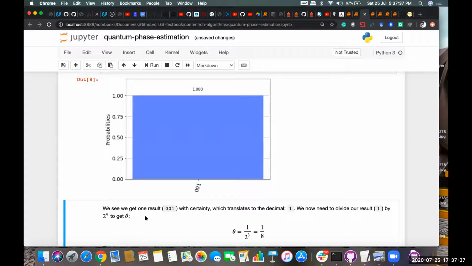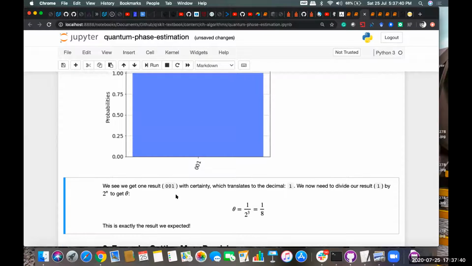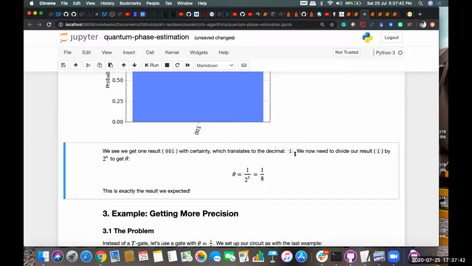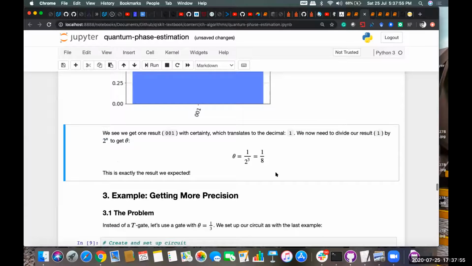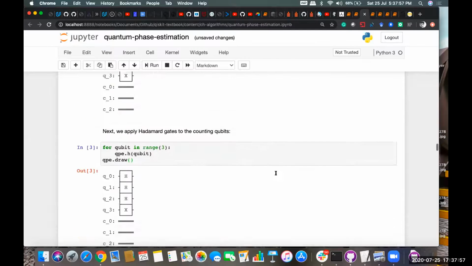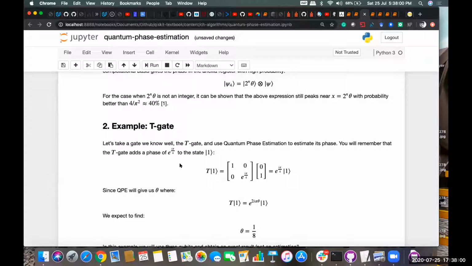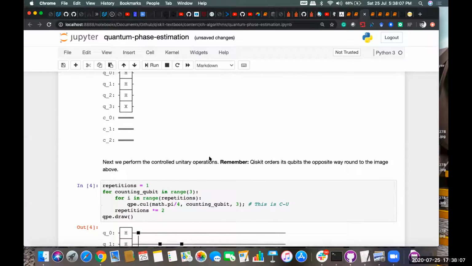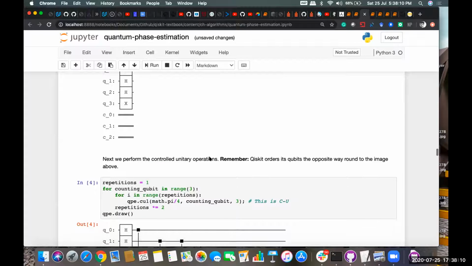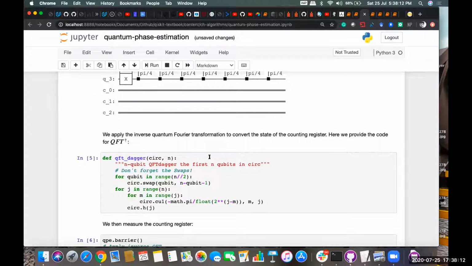So we see we get only one result with certainty. Here we can see if we divide this result by 2 to the power n to get theta, that will be 1 divided by 2 to the power 3, which will be equal to 1 by 8. So which satisfies the T gate condition, right? We created the T gate and we know the phase angle for the quantum state 1, and we tried estimating the phase using the inverse quantum Fourier transformation.